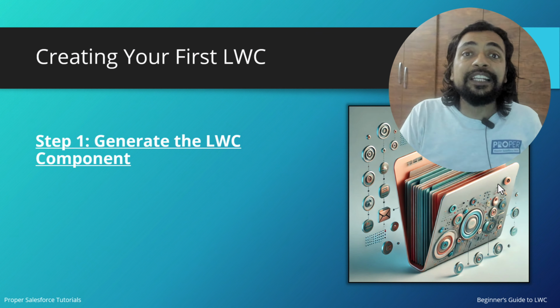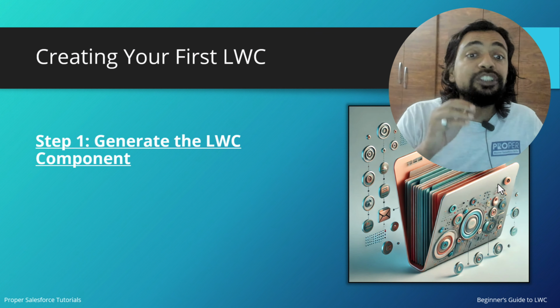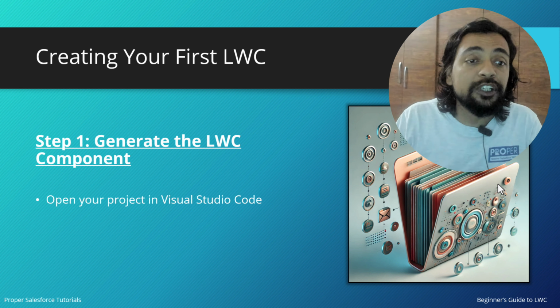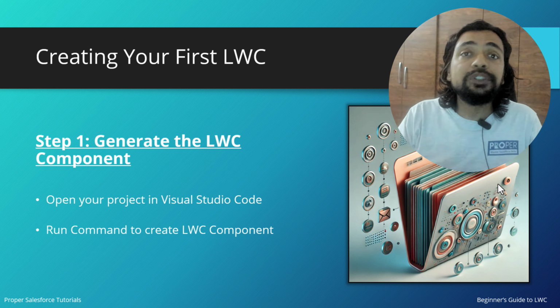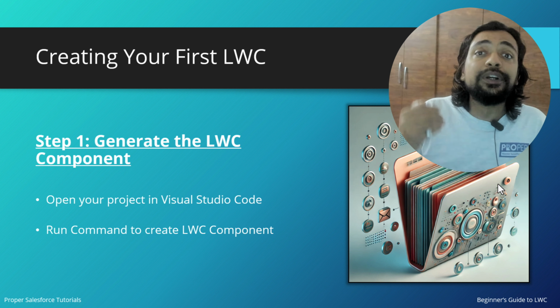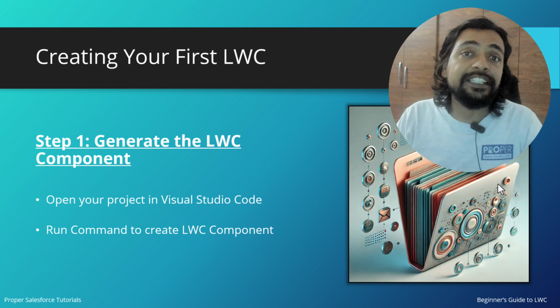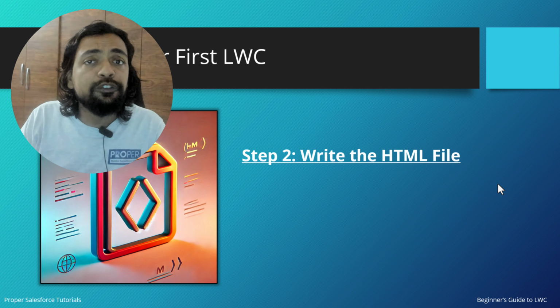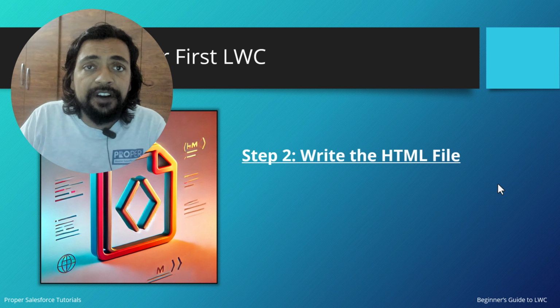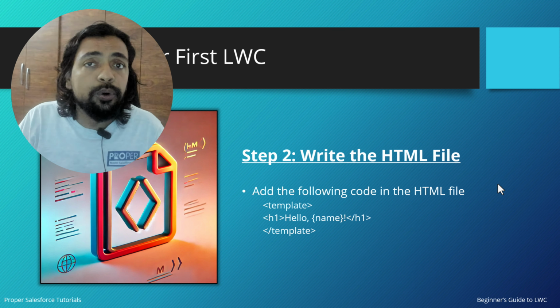Now the first step in creating your Lightning Web Component is to generate your Lightning Web Component. So for that, open up the project in your Visual Studio Code and then using the command of Salesforce CLI, you can certainly create your first Lightning Web Component. Once the first component is created, then after you have to add few codes in your HTML file. You can certainly add this code over there.